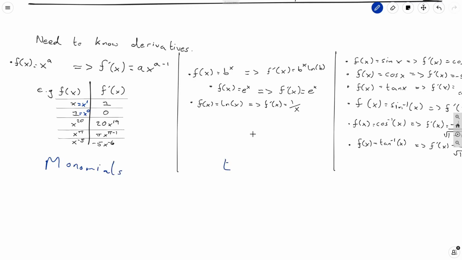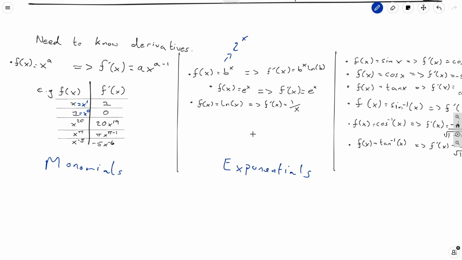This will be exponentials, by which I mean these have to do with exponential functions and the inverse of exponential functions. So if we have a function f of x, which looks like b to the x, so maybe we could have 2 to the x here or something, then this would imply f prime of x is equal to b to the x times the constant number, the natural log of b.